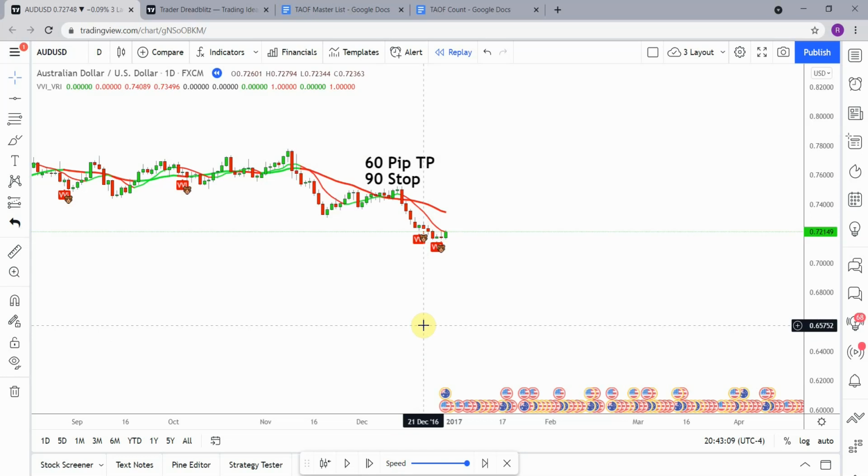Welcome back, viewers. Today we will be testing the red and green ignored bars indicator.